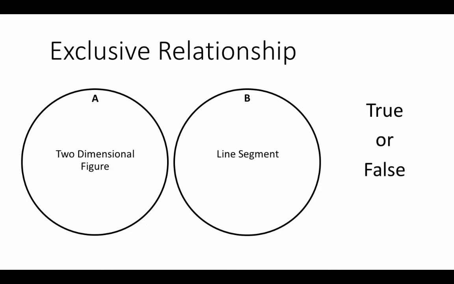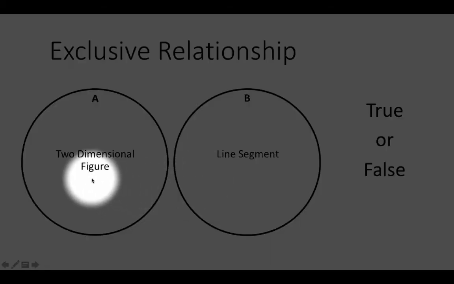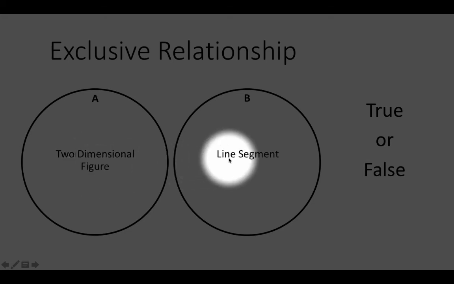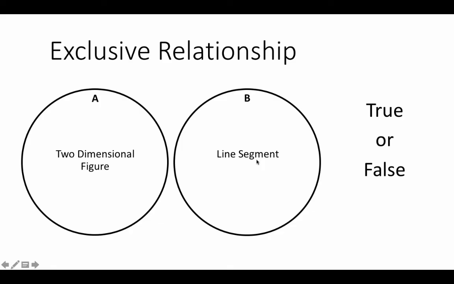If you are a two-dimensional figure, can you also be a line segment? Two-dimensional figures exist in a plane. They have two directions. Line segments only have one direction. So if you are a two-dimensional figure, you are excluded from being a line segment. And if you are a line segment, you are excluded from being a two-dimensional figure. This relationship is exclusive.